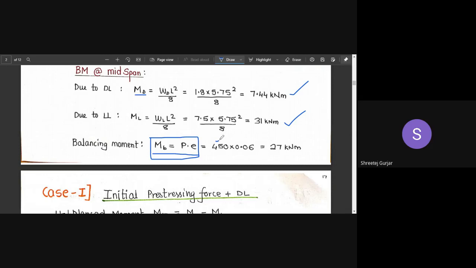So we are considering initial pre-stressing force, and at mid span the eccentricity is 60 mm. Okay, 60 mm. So we have converted that to meters, and then this is in kilonewton. So multiply this to get your balancing moment, that is 27 kilonewton meter.